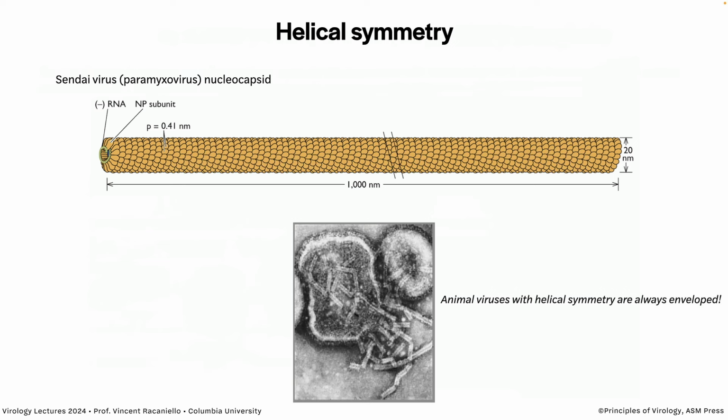The interesting thing here is that animal viruses with helical symmetry always have an envelope, as opposed to TMV, tobacco mosaic virus, which doesn't have an envelope. Apparently, they can go from plant to plant like that. Animal viruses have to be enveloped, and here's an electron micrograph of a paramyxovirus like Sendai virus, where one of the particles is broken and the nucleocapsid is spilling out.